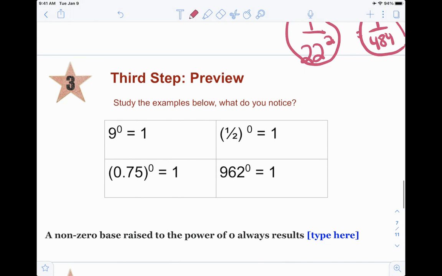Our last step is our preview. So I'm going to ask you to study these examples and see what you notice. 9 to the 0 power equals 1. That's a whole number. 1/2 to the 0 power equals 1. 75 hundredths to the 0 power equals 1. And 962 to the 0 power equals 1. So if you have a calculator, you can always take your favorite number and raise it to the 0 power. And you're going to find any non-zero base or number raised to the power of 0 is always 1.